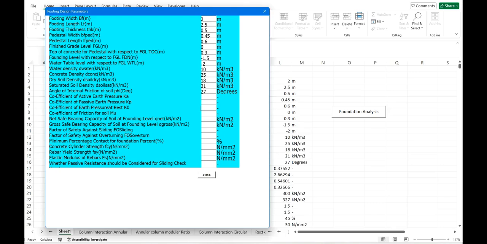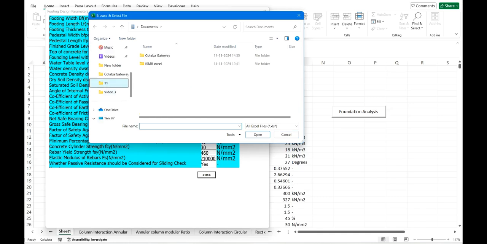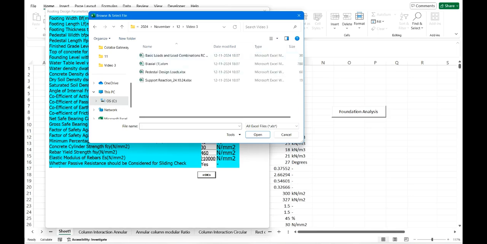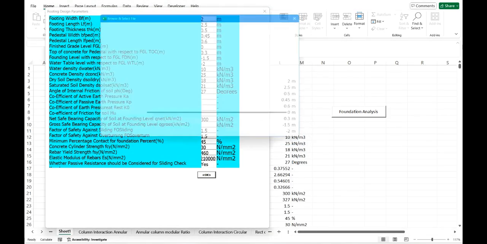I think the program calculates these values, and this one we will have to enter. This one will also be calculated. Hundred and sixty, and this is a yes, right? Okay, let us start. Reactions.